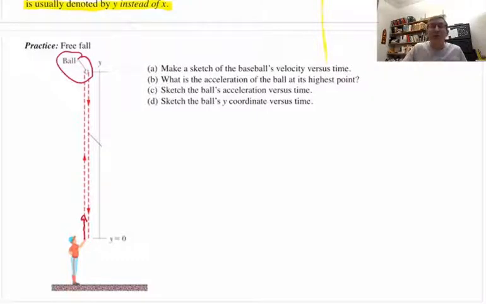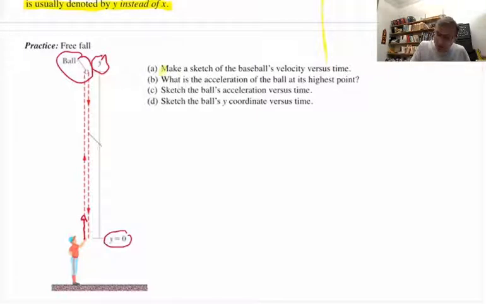Note that the problem specifies a plus y axis pointing vertically up with y equals 0 chosen not on the ground, but where the player releases the ball. Okay, that's a pretty basic physical scenario. We want to study this a little bit. And here's the first thing I want us to do. Part A.